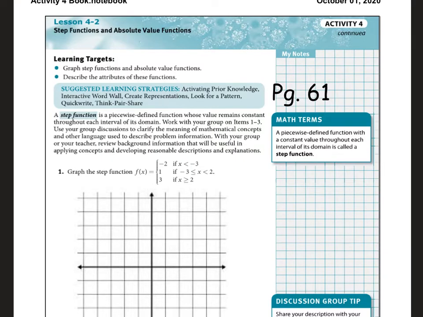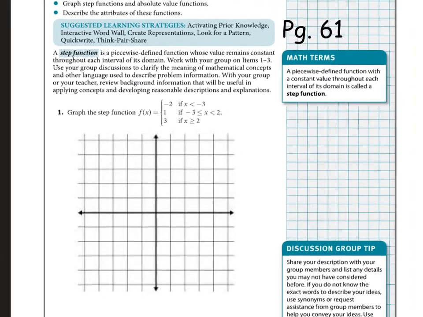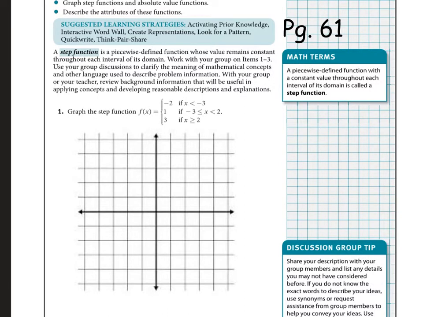All right, so getting into the textbook here, page 61, let's see if we can graph step functions, and then we'll get into some absolute value functions as well. So number 1 here, they give us a step function. Let's see if we can piece together the graph. I see that f of x equals -2 if x is less than -3, and then f of x will equal 1 for the x values between -3 and 2, and then it will equal 3 if x is greater than or equal to 2.